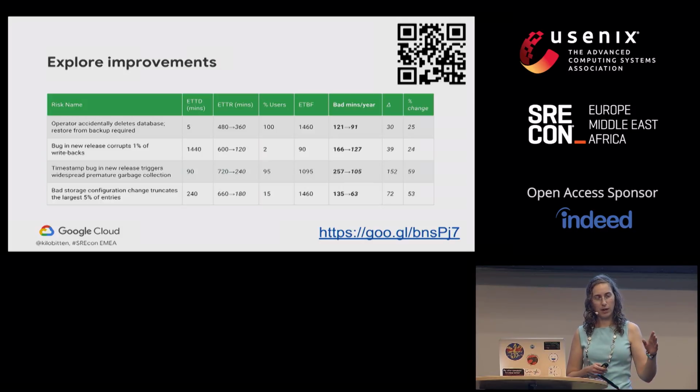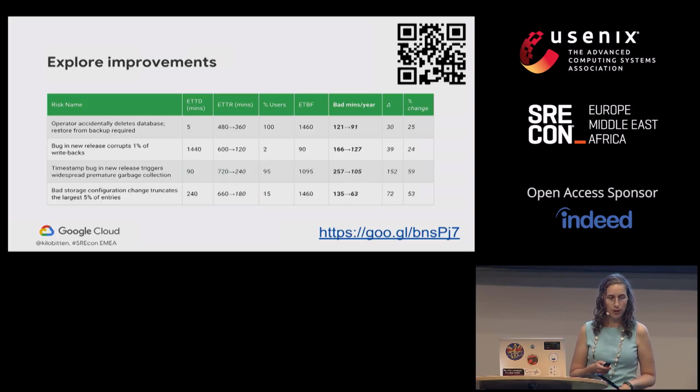So just to be clear, the columns are time to discovery, time to recovery, percentage of the users that it will affect, estimated time between failures. And then the bad minutes per year is the calculation that the risk assessment sheet helps with. And I've put in two different numbers in the recovery column.